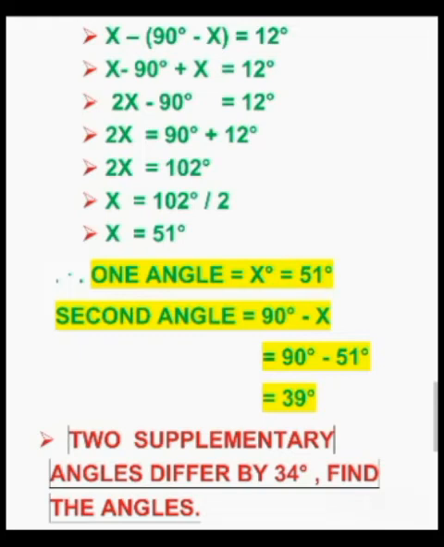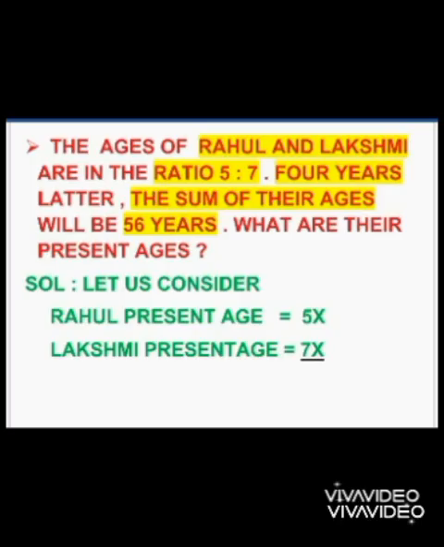Next one: two supplementary angles differ by 34 degrees. Find the angles. So children, what do you mean by supplementary angles here? Yes, the sum of two angles which is equal to 180 degrees is called supplementary angles. As I explained in the previous sum, two complementary angles differ by 12. Similarly, you have to do this sum also. So try to do it on your own. It is an example sum in your textbook. It is very important, children.